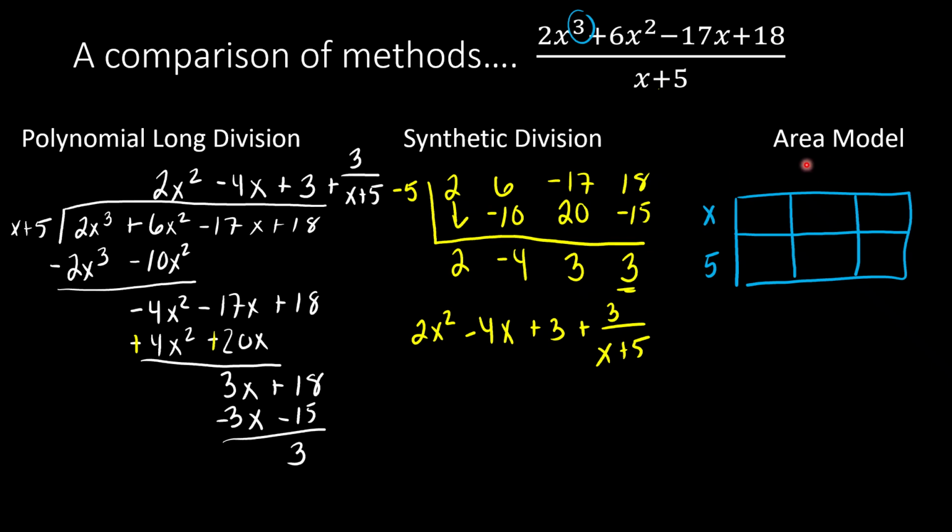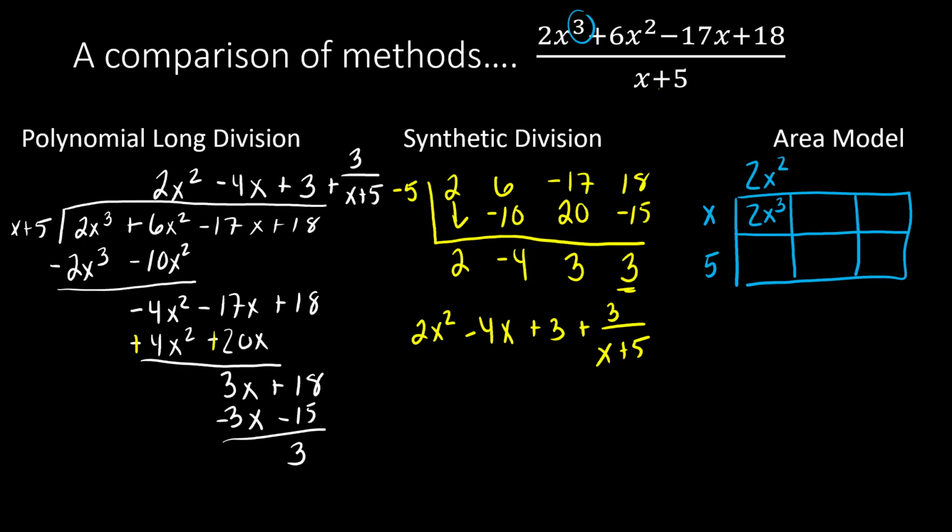Okay, now if you're familiar with the area model, then you know that the 2x to the third, whatever term has the highest degree, lands in that upper left-hand box there. And so we have 2x to the 3 right there. And we ask ourselves, x times what gives me 2x to the third? Well, that would be 2x squared.